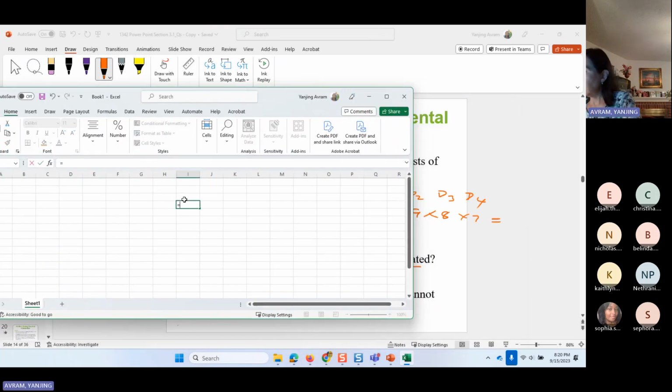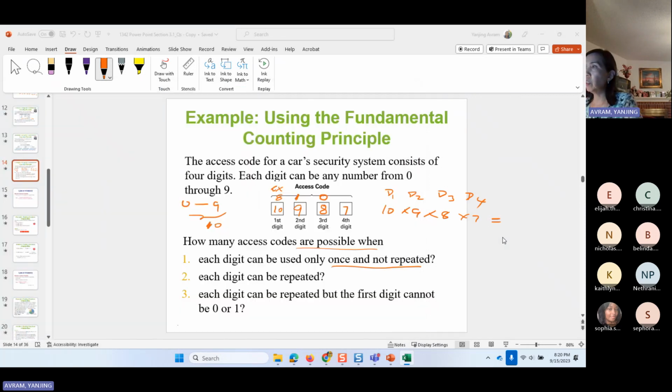All right, so we have 9 times 8 times 7, that is 504, and then times 10. So that's 5,040. So you have 5,040 choices when each digit can be used only once, not repeated. Okay, that is the A. That's the first one. Okay, so second one, each digit can be repeated. So how do you find the second one? Each digit can be repeated.